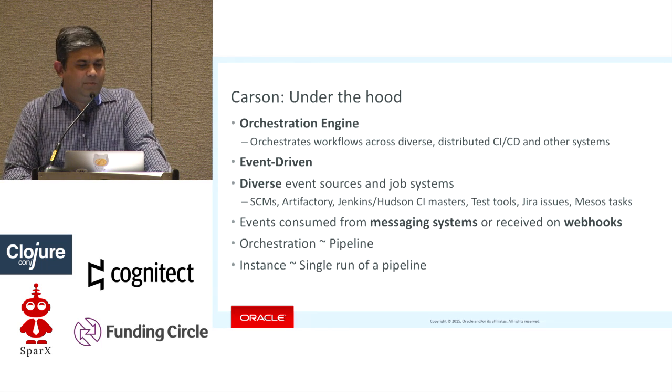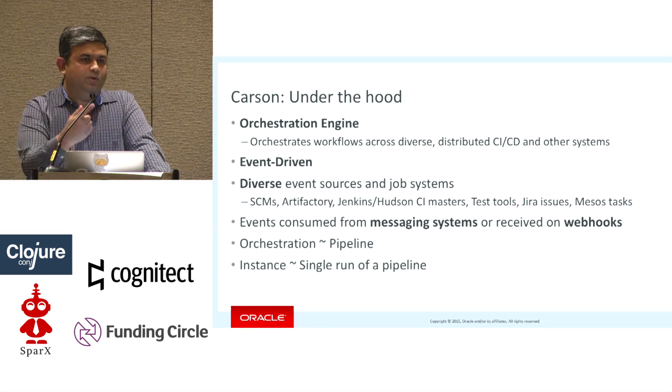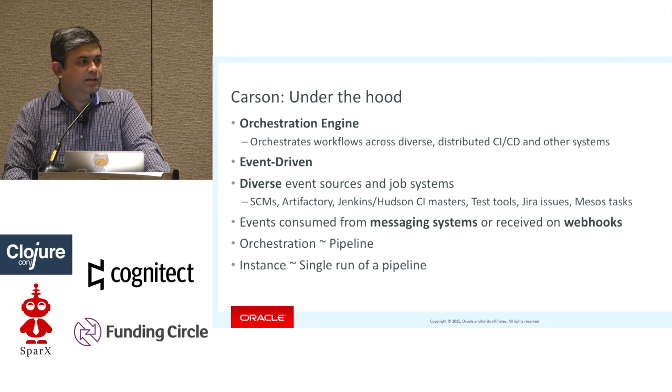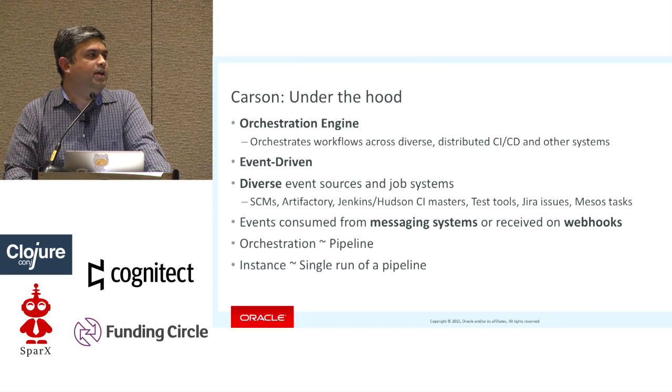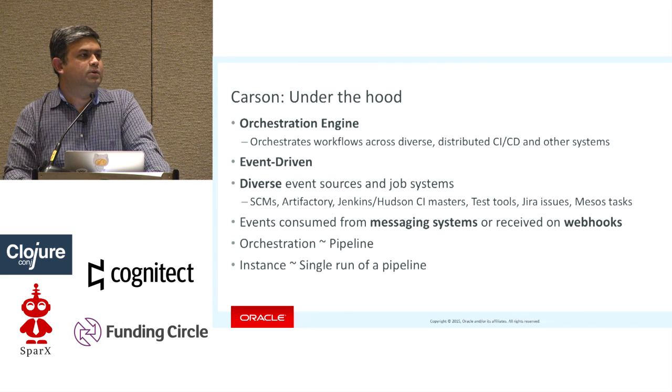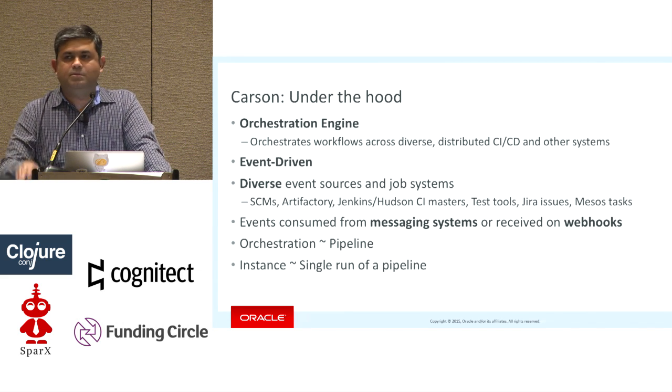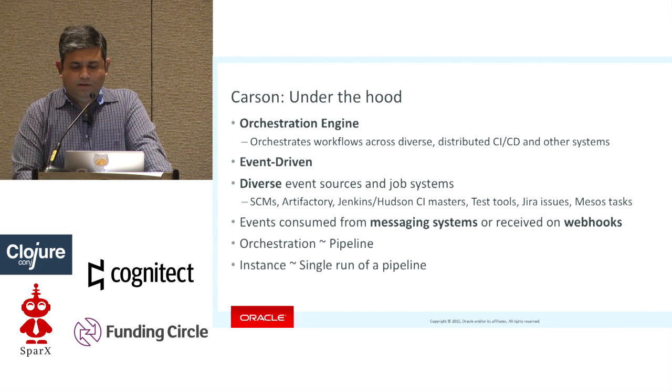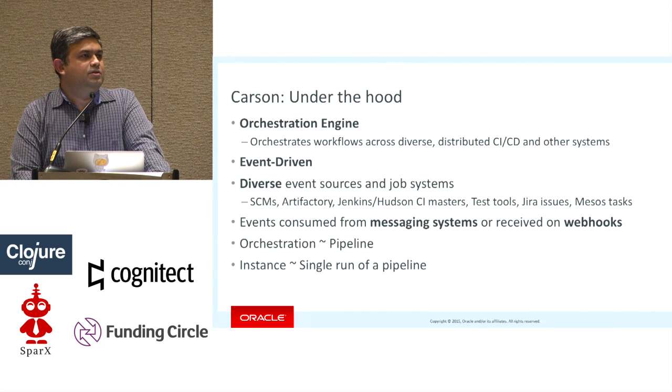Now, there are a couple of terms that I'm going to introduce right now, which will be quite useful when Rohit starts talking about the DSL in more detail. So orchestration, pipeline, or workflow will be used interchangeably. And an orchestration instance is the same as a single run of a pipeline. And the pipeline is pretty much the same thing as what you would expect on Jenkins or Hudson. It's a bunch of jobs that are strung together. The only difference here being that the jobs can be from different systems. It's not limited to just one system.